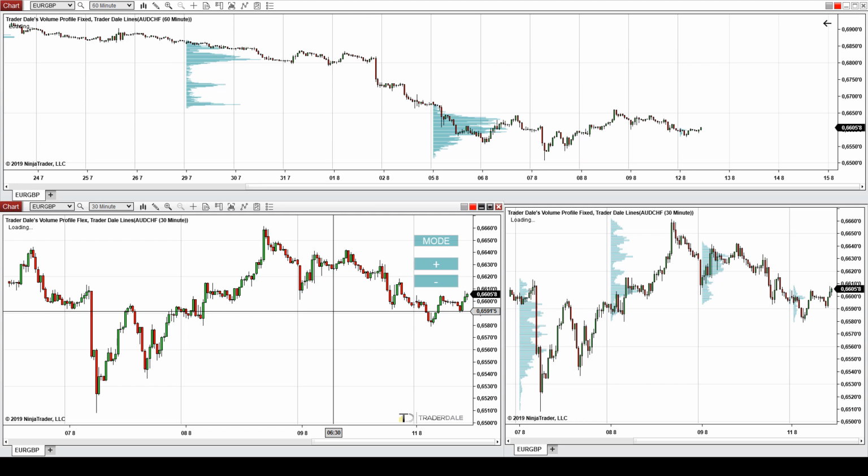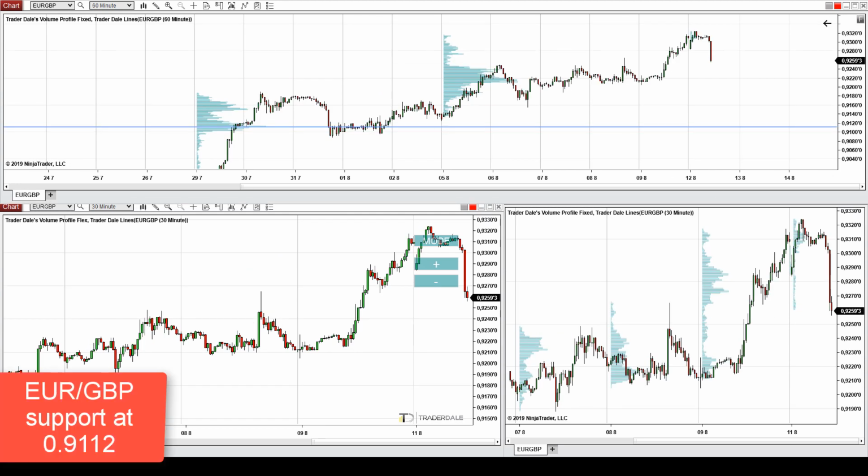So let's have a look at it. Alright, so this is the euro pound. And again, this trading idea is very nicely visible on the fixed volume profiles. Those fixed volume profiles, those are the weekly volume profiles. And what you can see is that the euro pound is pushing upwards.